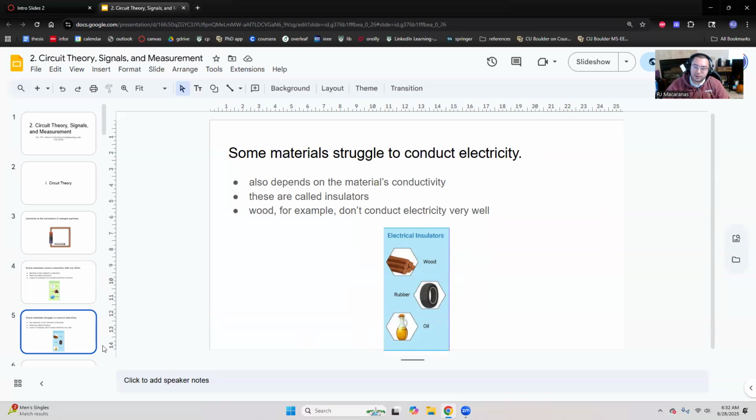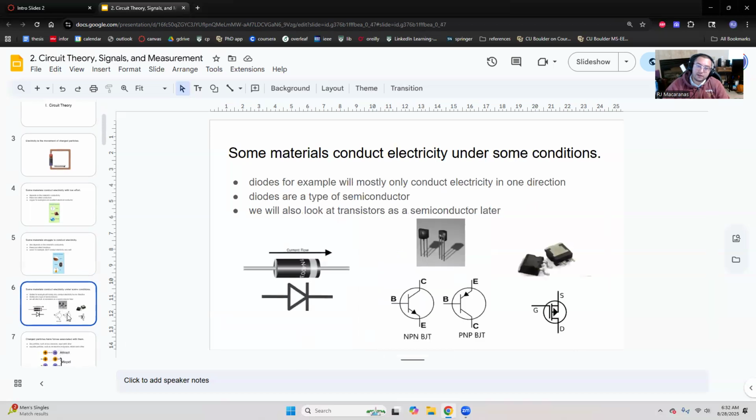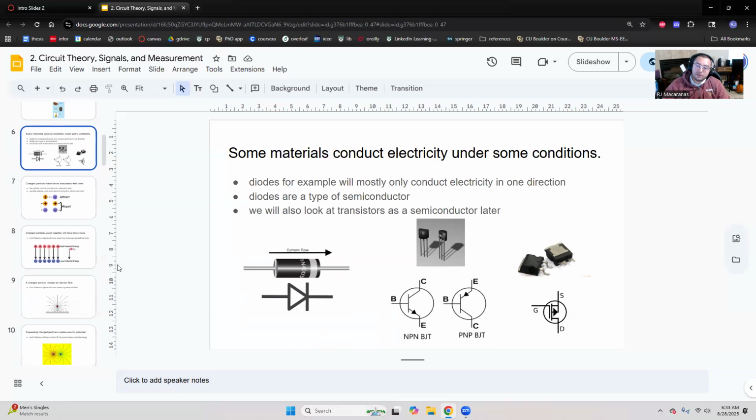Some materials struggle to conduct electricity, and these are called insulators. So we've got wood, rubber, and oil as examples of insulators there. And some materials conduct electricity under some conditions. This was what we explored a little bit last week with the diode, right? It only conducts electricity in one direction. And so we'll get into studying some other types of these semiconductors, such as transistors.